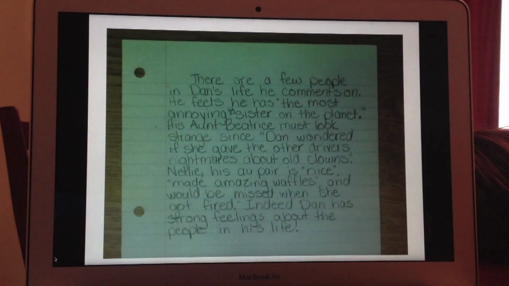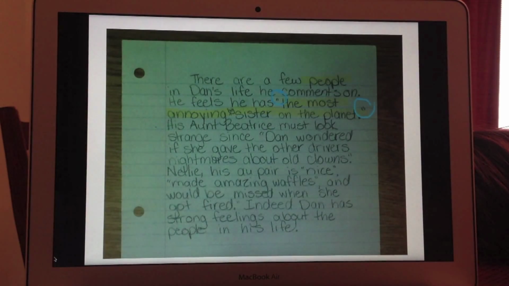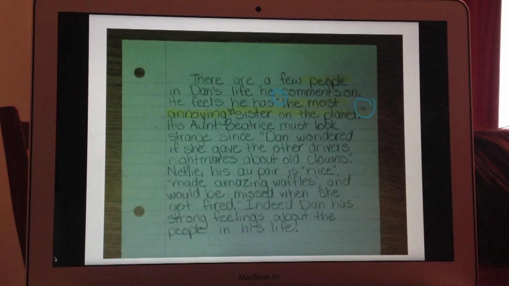As I moved into my last paragraph about Dan, I used his information about what he had commented on and the people in his life. I started with his sister, as he said he felt that she was the most annoying big sister on the planet, making sure that I was citing that evidence from the text and that I incorporated it into my thinking.